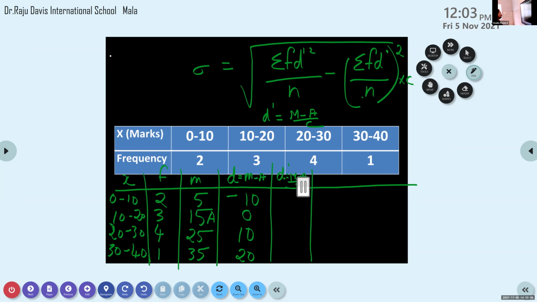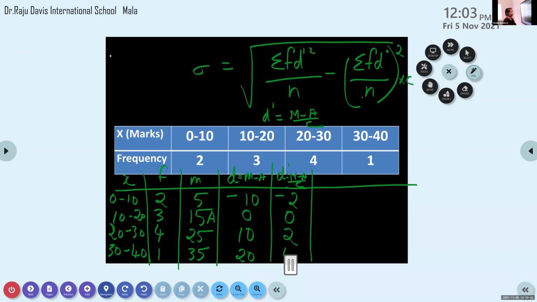So which one? You can take 5. Minus 10 divided by 5. What is the answer? Minus 2. Okay. Then 0. 10 divided by 5. What will be the answer? 2. 20 divided by 5, what will be the answer? 4. Okay. Now you got d dash.